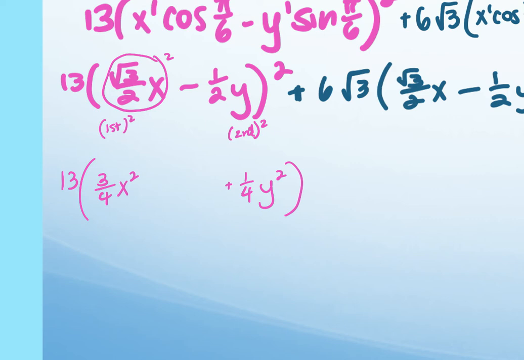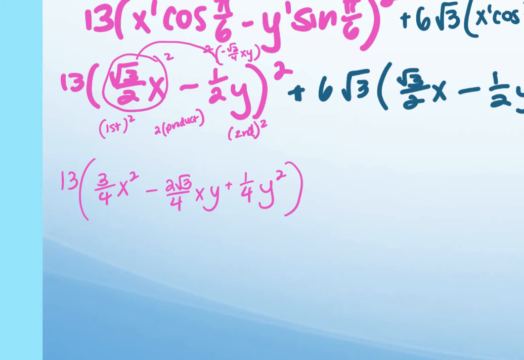And then the middle term is 2 times the product of the two terms. So if I multiply these together, I'd get negative root 3 over 4 xy, and then we double it. So negative 2 root 3 over 4 xy. Now I know that can be simplified into a half, but I'm going to wait, and you'll see in a little bit why. Keep it as over 4. You want to keep all the denominators over 4.